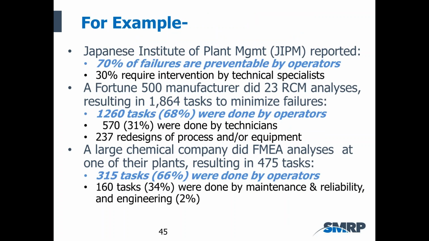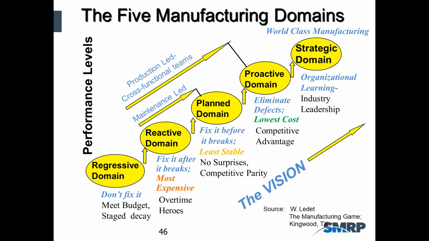Here's some more data. A bunch of folks out there, different companies or institutes, looked at different failure modes and causes of failures, and they concluded that 70% of failures are preventable by operators. 2/3 of tasks to prevent failures were done by operators. This is Charlie Bailey's company. They looked at a bunch of failure modes, concluded 2/3 of those failures could be prevented by operators. So it's really important that we have that kind of relationship.